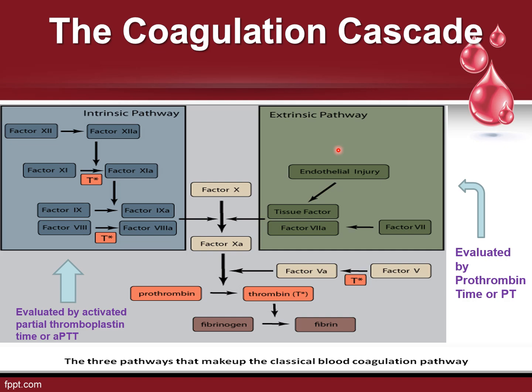APTT is usually elevated when we are using anticoagulation like heparin, or if you have deficiency or inhibitor of factor 11, 9, and 8. And we can see both tests elevated in DIC, or factor 10, 5, 2, or fibrinogen deficiency or inhibitor.